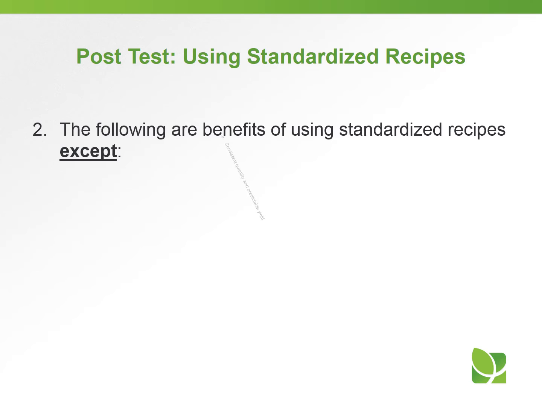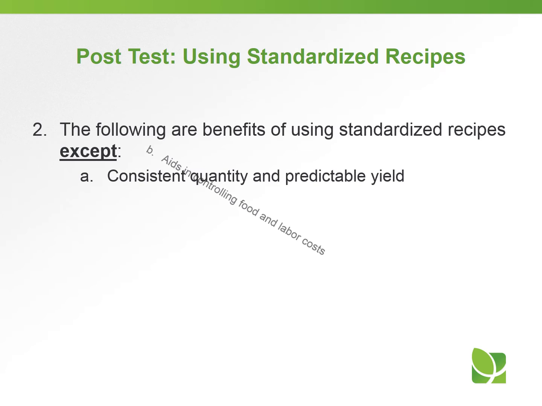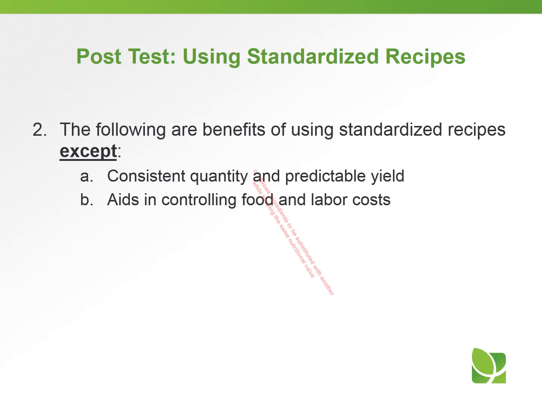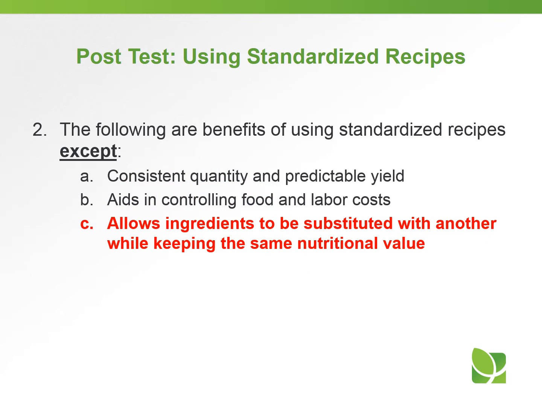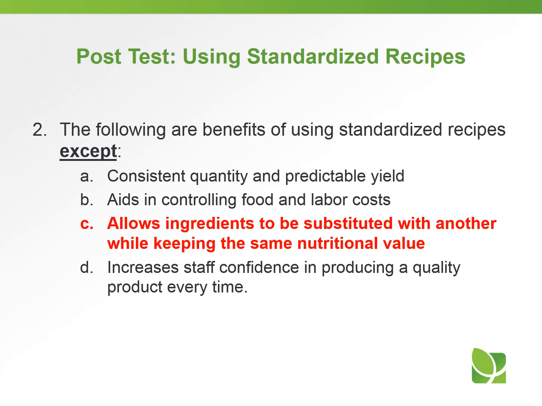And the answer to question number 2, the following are benefits of using standardized recipes except for, and if you remember from our in-service, C, we want to make sure you use the same ingredients. Do not substitute another ingredient because then the nutritional value will not be the same. So the one that is not correct here is C.